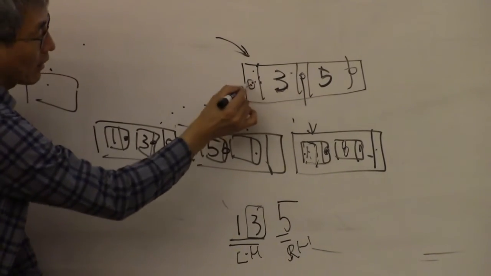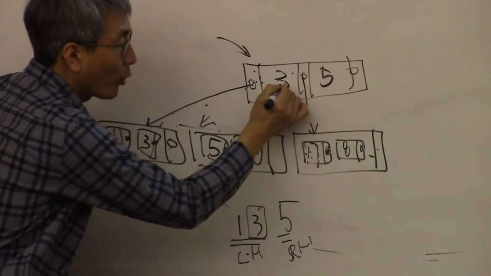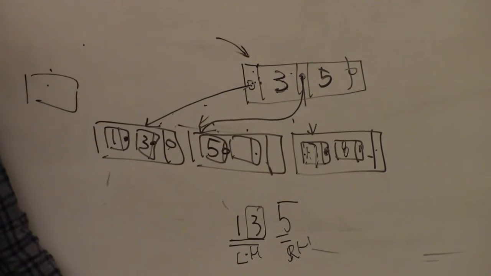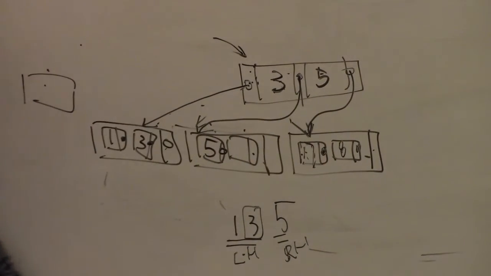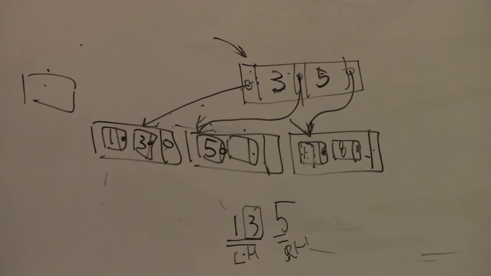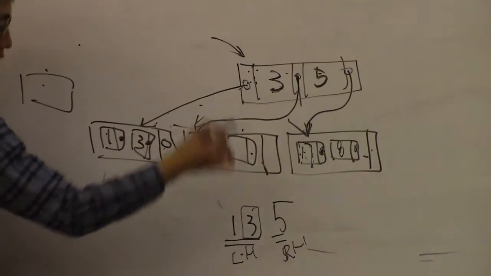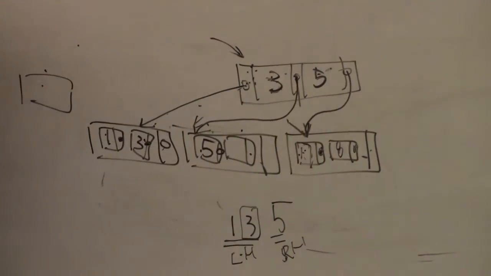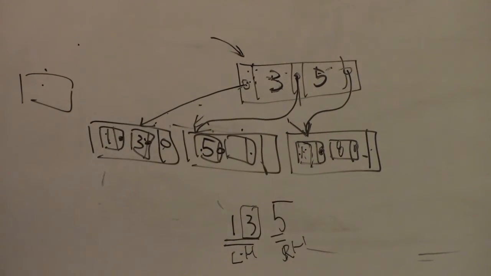Equal or less than 3, this block. Bigger than 3, equal or less than 5, goes to here. And bigger than 5, they're here. This is the B plus tree index. So when you access the data, 1, 2, 3 each time. Always 3 I/Os, because the leaf node has the data pointer.